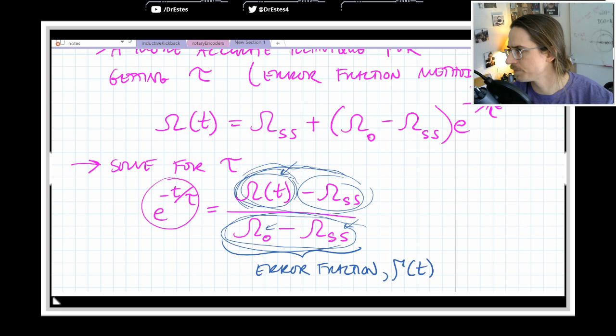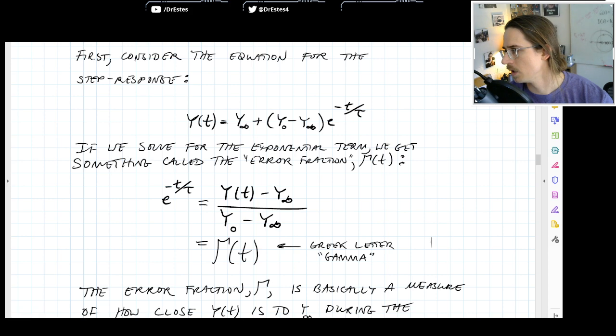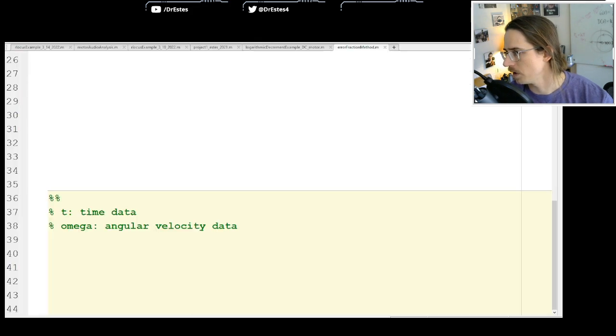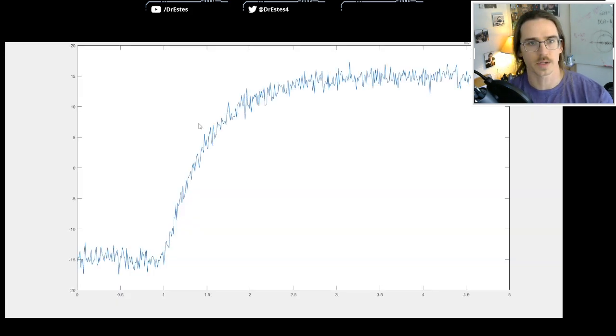Let's go back to Matlab, and I want to calculate the error fraction first, and then we'll show how you can get the time constant from this. Let's go here. Okay, here's our graph again. I want to calculate the error fraction. So I'm going to go into my code.